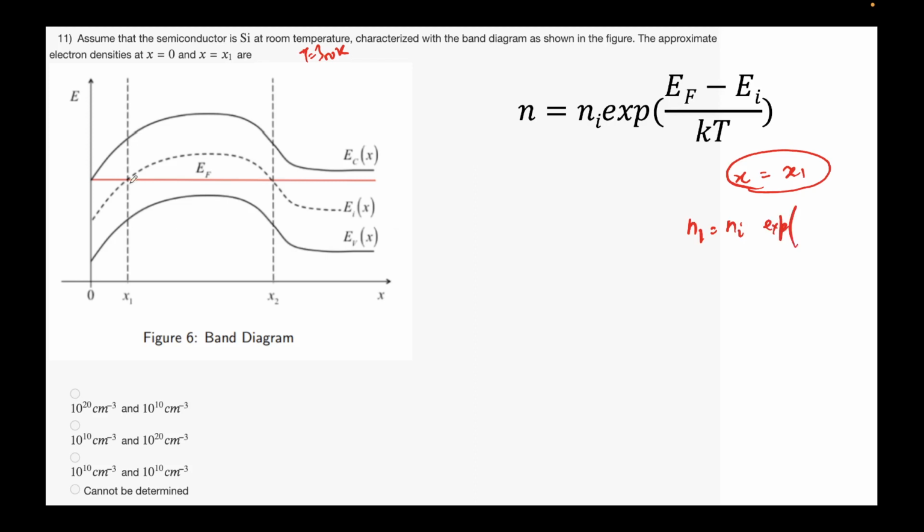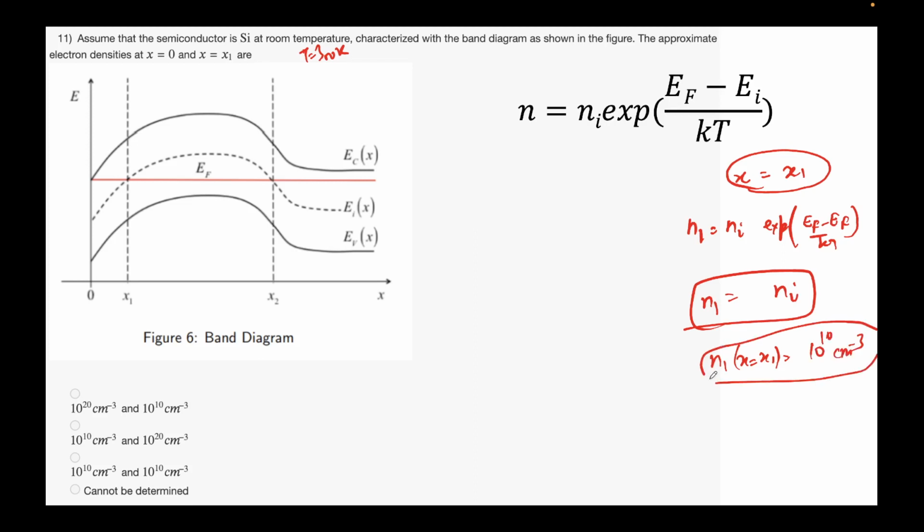What is the value of Ef here? The value of Ef and Ei is the same. You can see they're coinciding. Ef is your red line, Ei is your dotted line. They're coinciding here. So I can write Ef minus Ef over kT. This will turn out to be ni, n1. This means the concentration of electrons at x equal to x1, n1, is equal to ni. Ni I can assume as 10 to the power 10. This is a silicon semiconductor. Okay, so n1 is this.